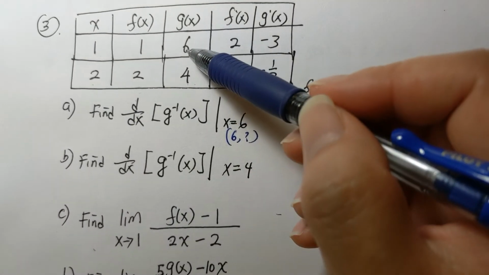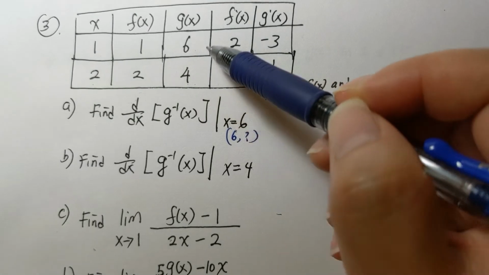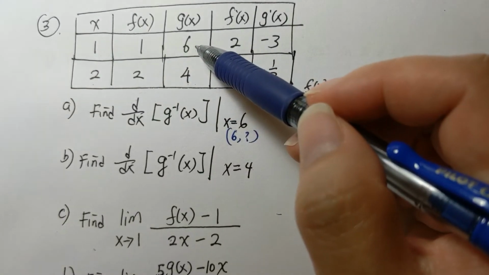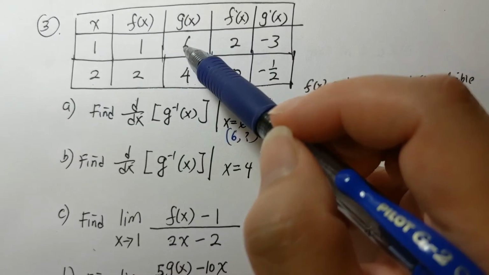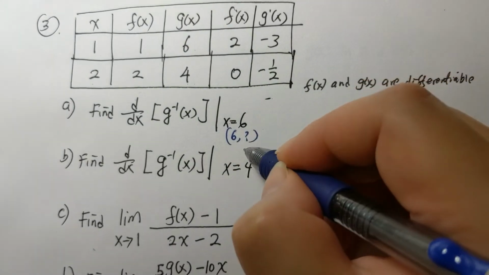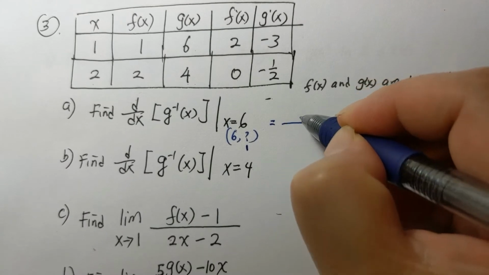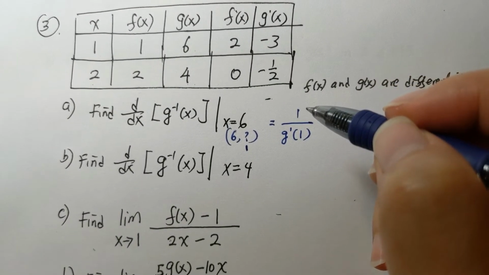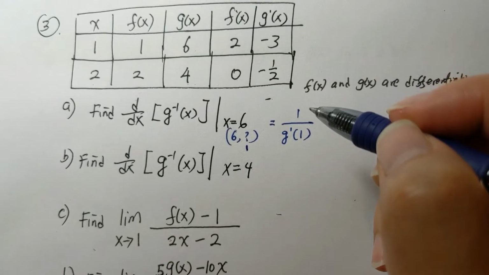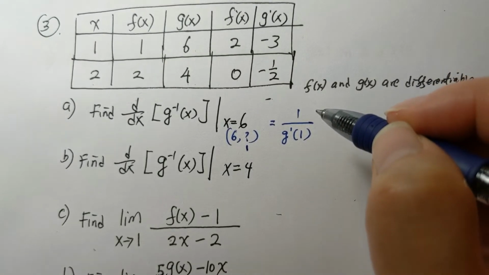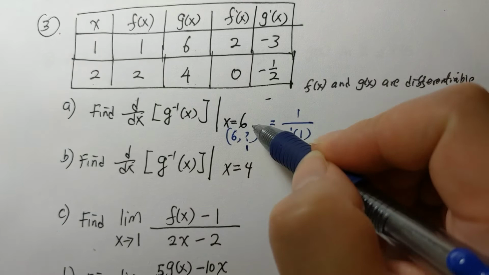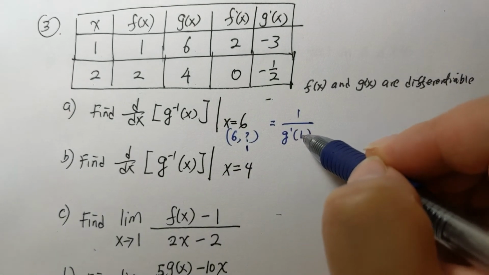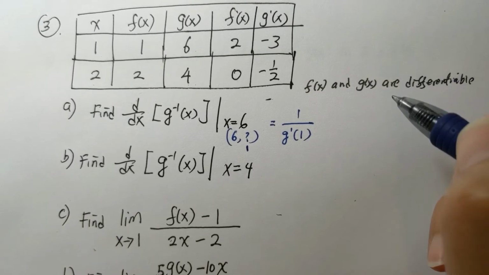So now you look at here. Because inverse function, the x of 6 is a y value on the original function. So therefore you have 1 comma 6. So here becomes 6 comma 1. So you have to do 1 over g prime of 1. The corresponding point on the inverse, the reciprocal is going to be the slope. So you have 6 comma 1. So therefore 1 over g prime of 1. So the slopes are reciprocals.